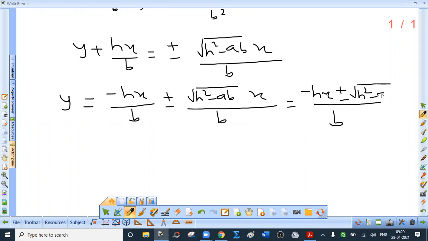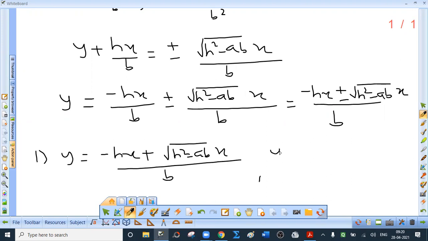H square minus ab into x. Okay. So which are the two equations then? Two equations are y equal to minus hx plus root h square minus ab into x, or we can take that x common, upon b, and second y equal to minus hx minus root h square minus ab into x upon b.